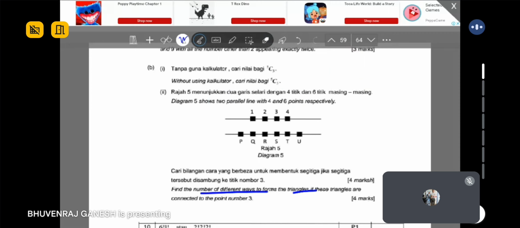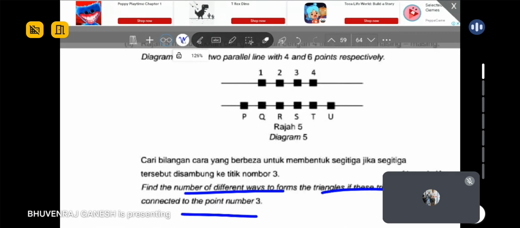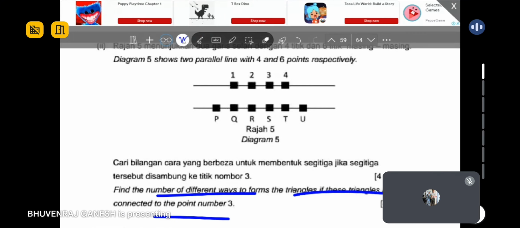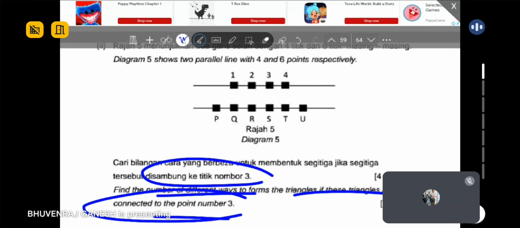Okay, so next one. They ask you to find the number of different ways to form triangle. Okay, this one is interesting. Soalan ni menarik. They ask you to form triangle. Okay, and they say must be connected to point 3. Kamu kena sambung pada titik 3. Okay, so this is the restriction, halangan.